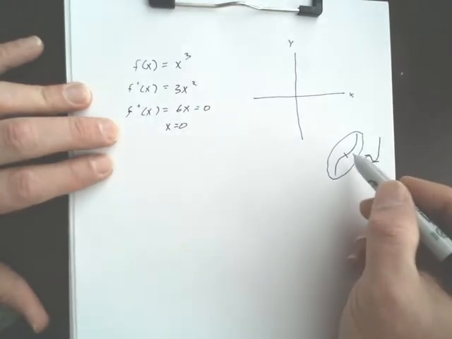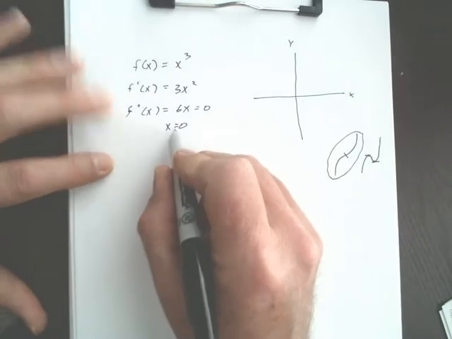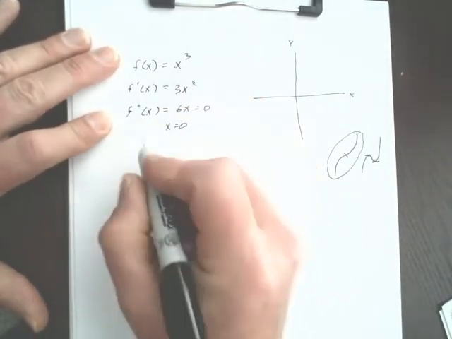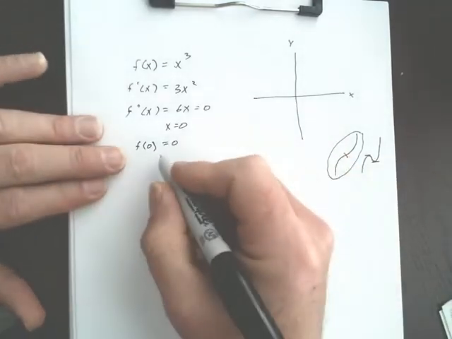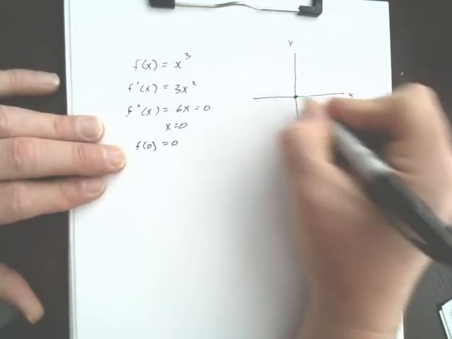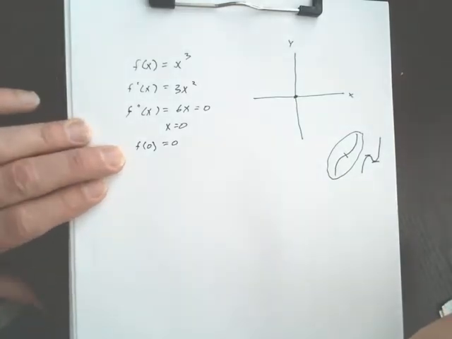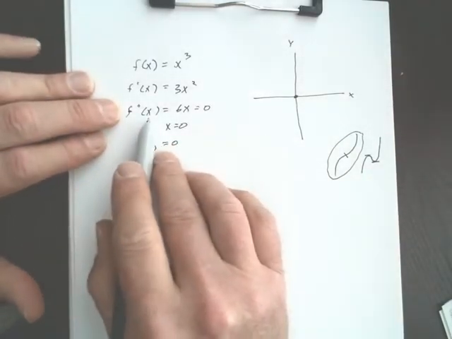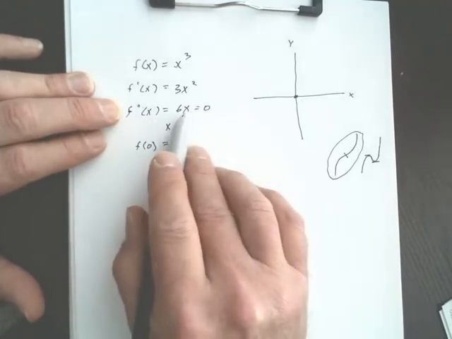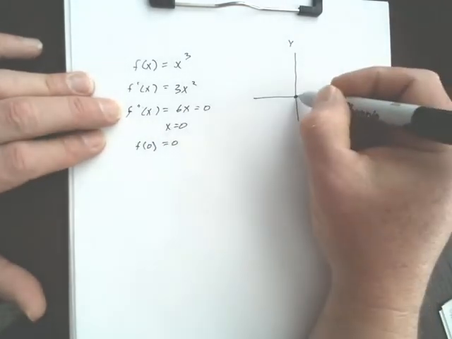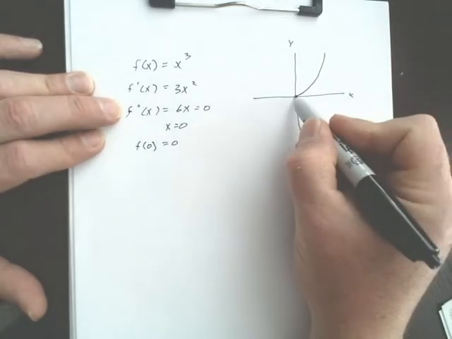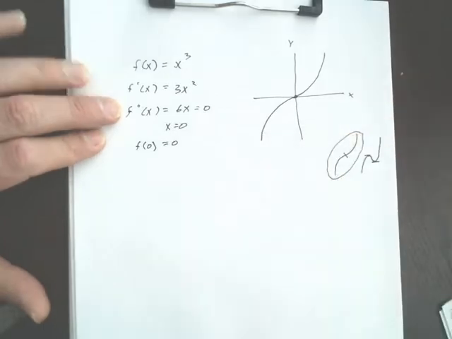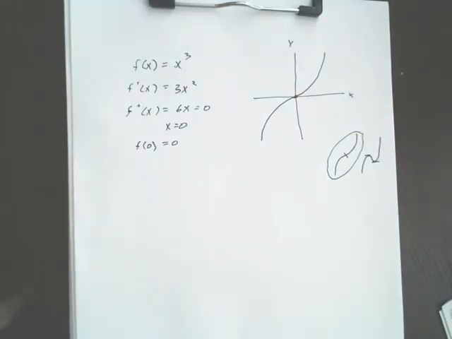Now, how do we find the y coordinate? We plug that back into f of x, and what do we get? We get f of 0 equals 0. So the y coordinate is also 0. In other words, that is where our inflection point is. Now we go back to the second derivative. When x is positive, the function is concave up. When x is negative, the function is concave down. And there we've just graphed a simple cubic function.